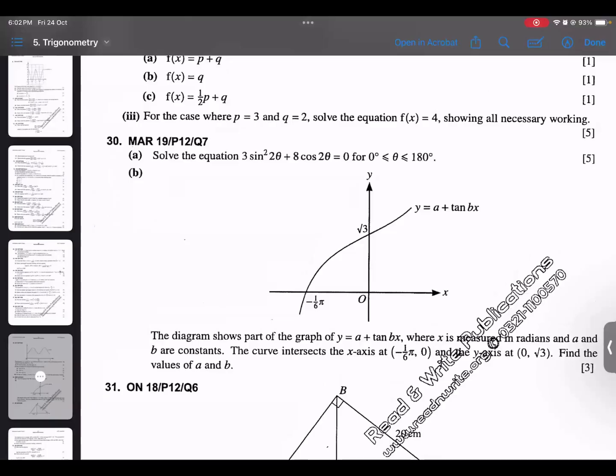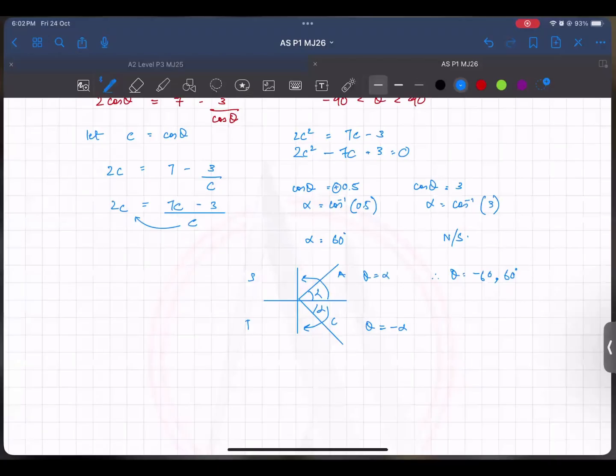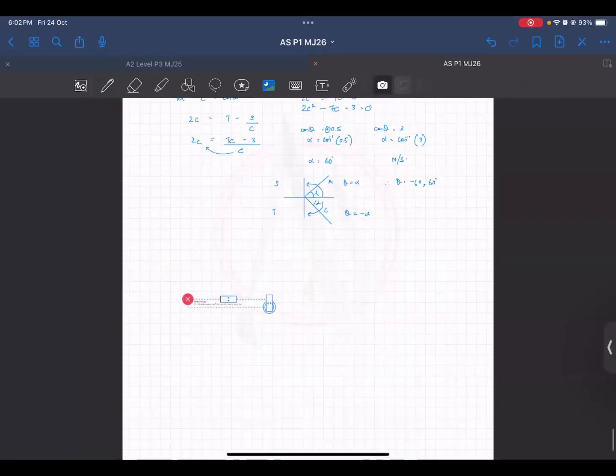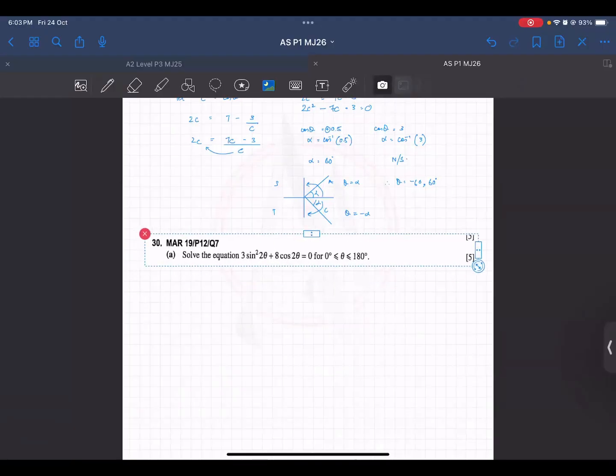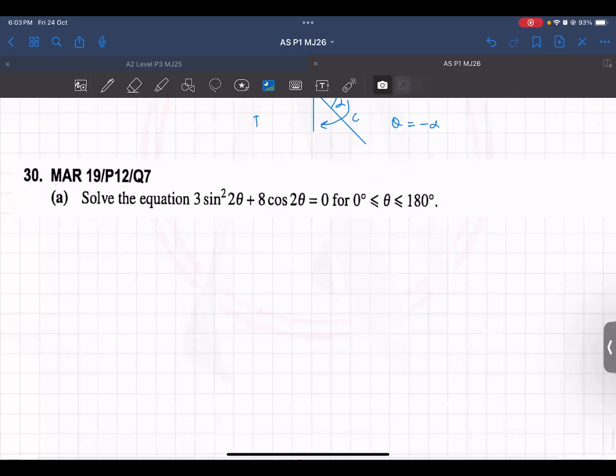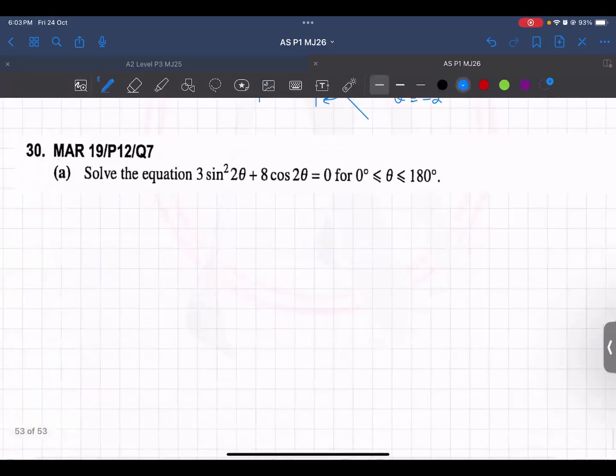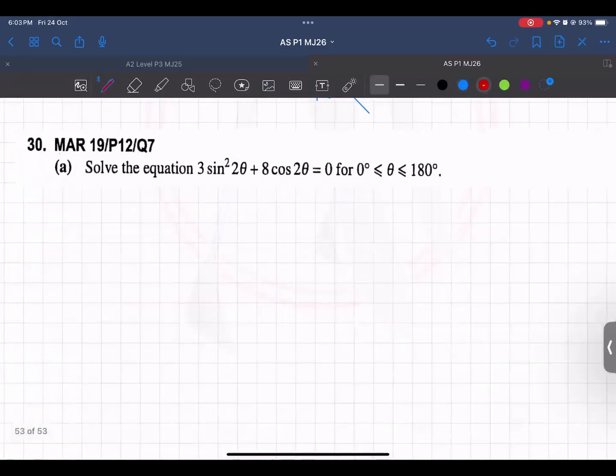Now you have sine 2 theta, cos 2 theta. So this is the one which I was telling you about, when you have to change the range, amend your range slightly. So in this one you have 3 sine square 2 theta plus 8 cos 2 theta is equal to 0.